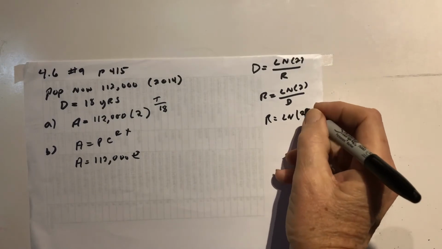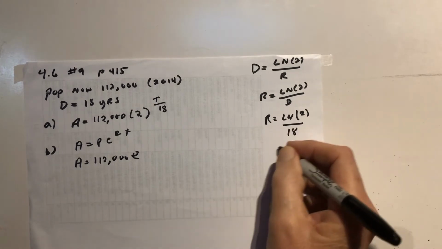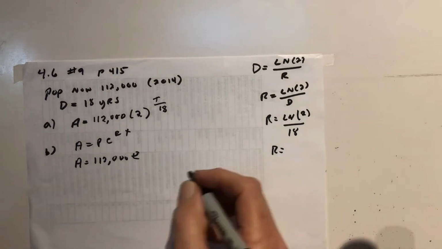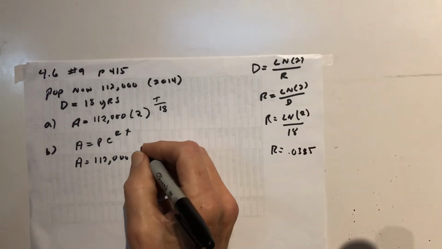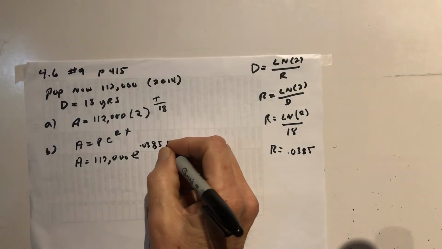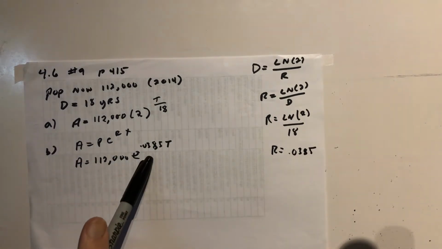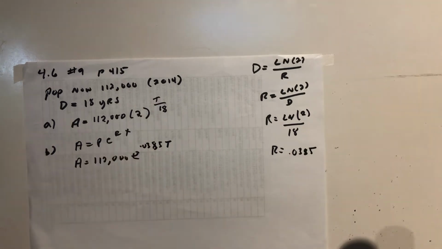ln 2, because it's doubling, not half, divided by how long it takes to double, which is 18, and your rate is 0.0385. 0.0385 times how many years we go by, time. Now why is this positive? Because it's growth. It's doubling. If it was half, then that would be a negative because it's getting smaller. That's the answer to part B.